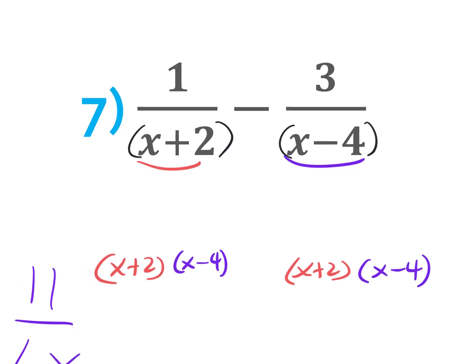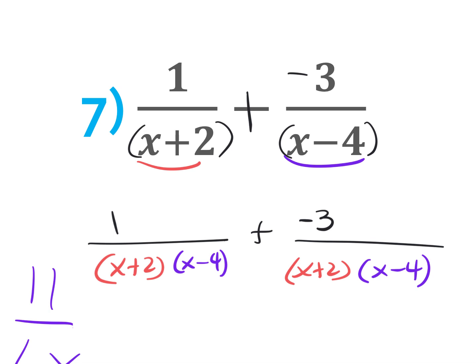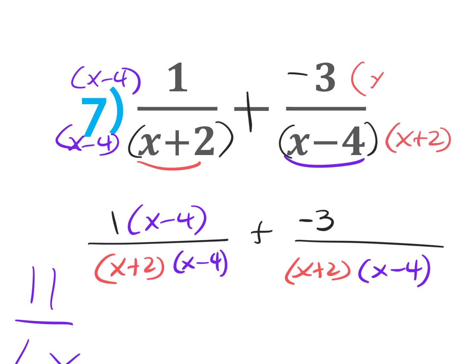Now what I'm going to do is a keep change flip up here, and I'm going to make this a -3. So then when I go to fill this in, I'm going to put the 1 that was there and then the -3 that I just did keep change flip with. So now I'm going to go back and look. What was the first fraction missing? It was missing the x minus 4. So I need to multiply this 1 times x minus 4. The second fraction was missing the x plus 2. And I need to distribute now that -3 to the x plus 2.